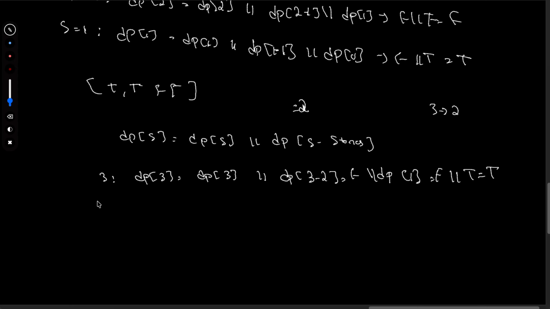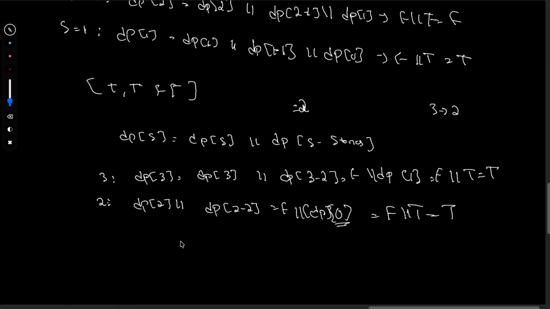Okay, next state 2, DP of 2 or DP of 2 minus 2 is false, and or DP of 0 is equal to false or true. So it was true, so the DP array will update and it becomes true false true. Okay, see, now sum 2 is possible by taking 2 stones. So sum 3 is possible by combination 1 plus 2.